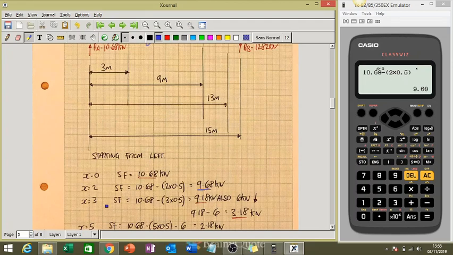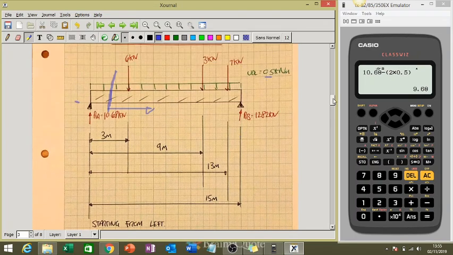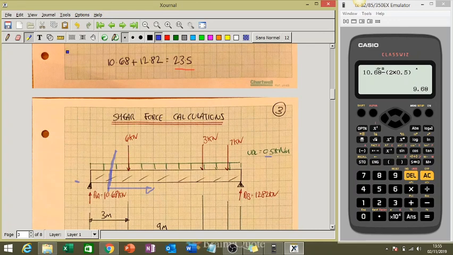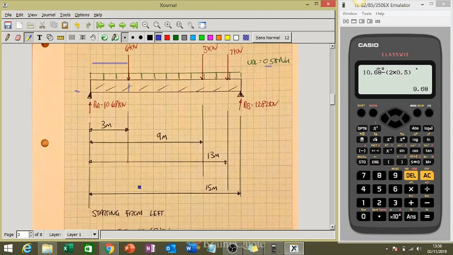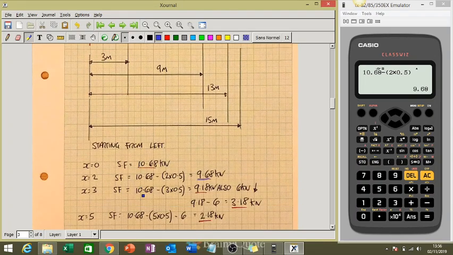And now I'm going to go to x equals 3. We're going to have 2 points at x equals 3 because we've got a force at x equals 3. There's my force coming down. I'll rub this out. So at x equals 3, I'm here. So I can see now this force coming up, 10.68 coming up. I can see 3 meters worth of this UDL, and I can see that force there. So there's 2 points here, first of all. So we'll do 10.68, that's the force coming up.